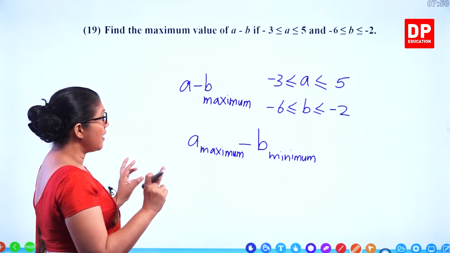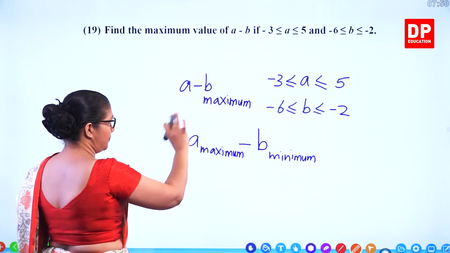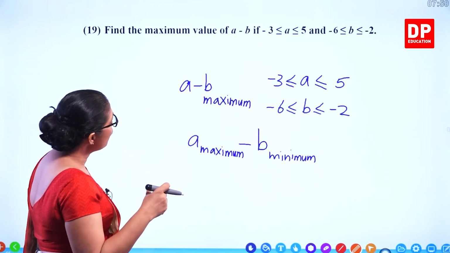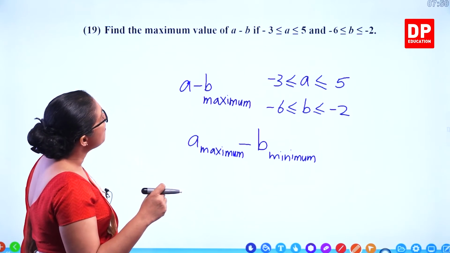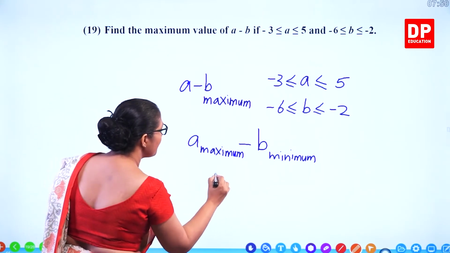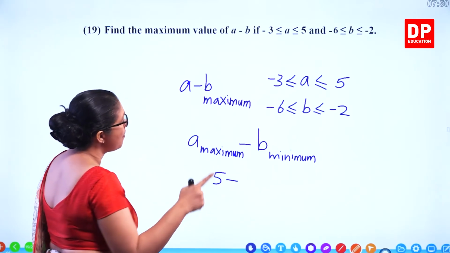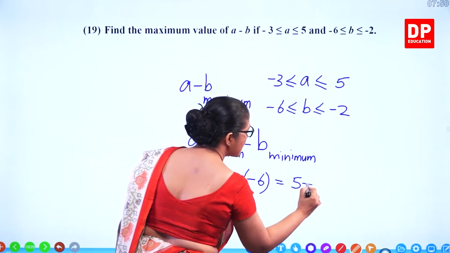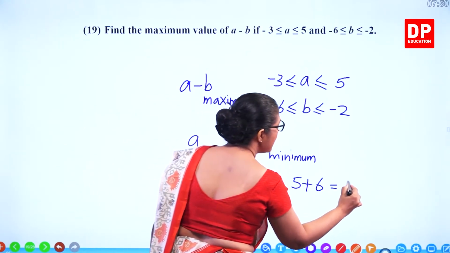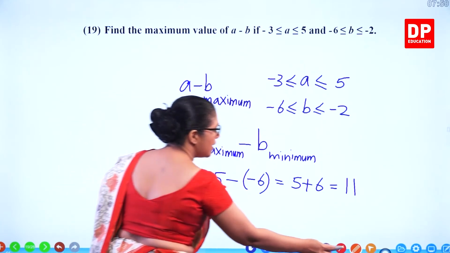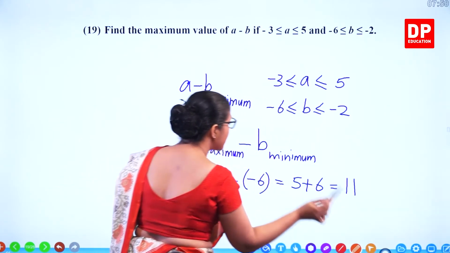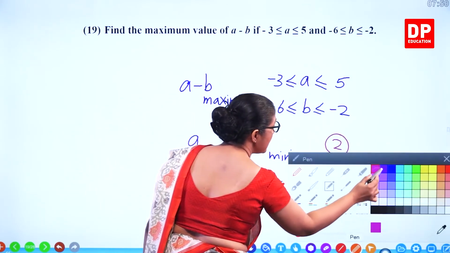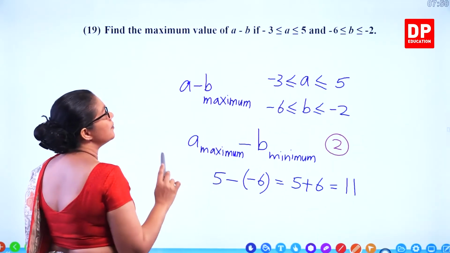So you have to think carefully what the expression is. If it's plus, you can straight away take both maximum. So we have to find A maximum. What's A maximum? That's 5. What's B minimum? Minus 6. So 5 plus 6, minus minus plus, that's the value of 11. So 11 is the maximum value for A minus B. So 2 marks for that. Selecting proper value.